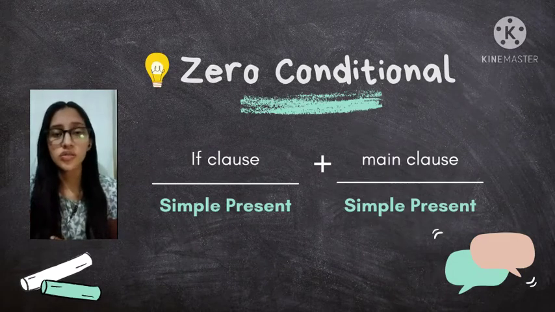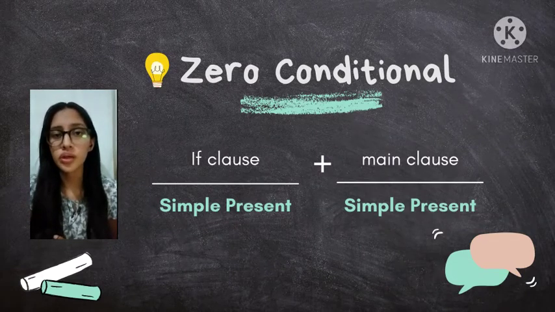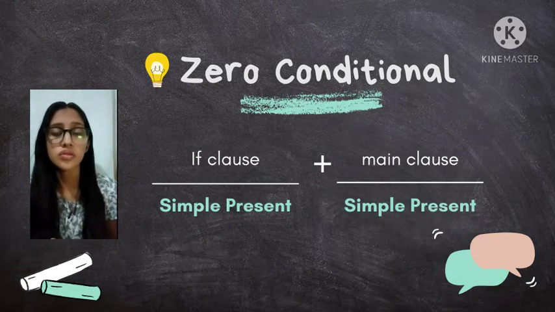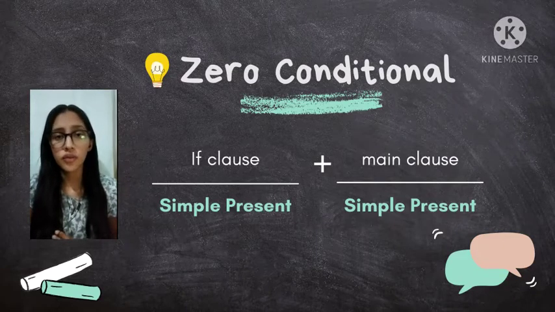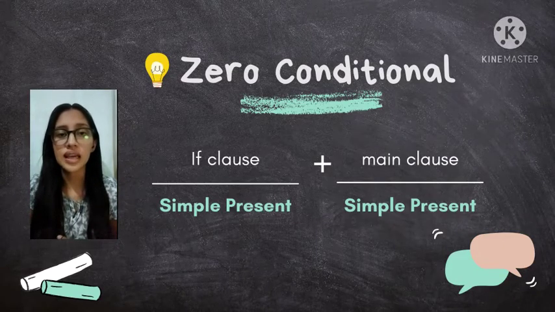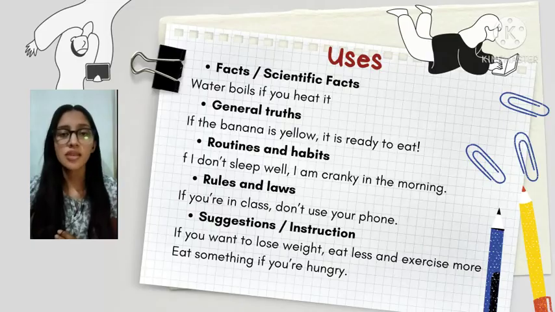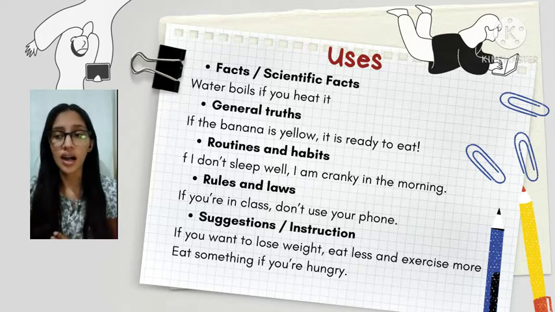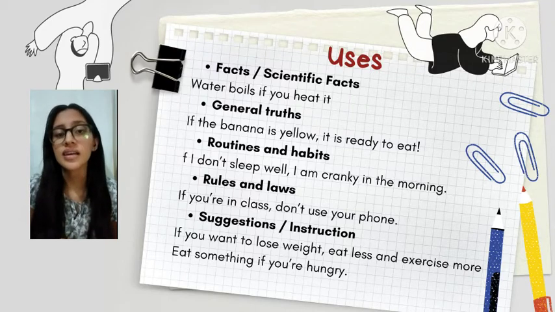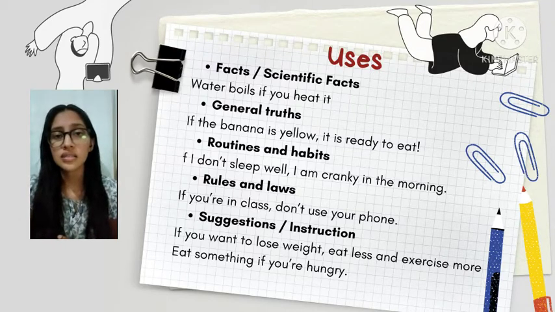This conditional is also called the factual or real conditional because it is useful to talk about facts. We form this conditional by using the simple present tense in both clauses. Some uses of this conditional are to express facts, to talk about general truths, to talk about routines and habits. This is useful to express that under certain conditions you would do this and this is your routine.